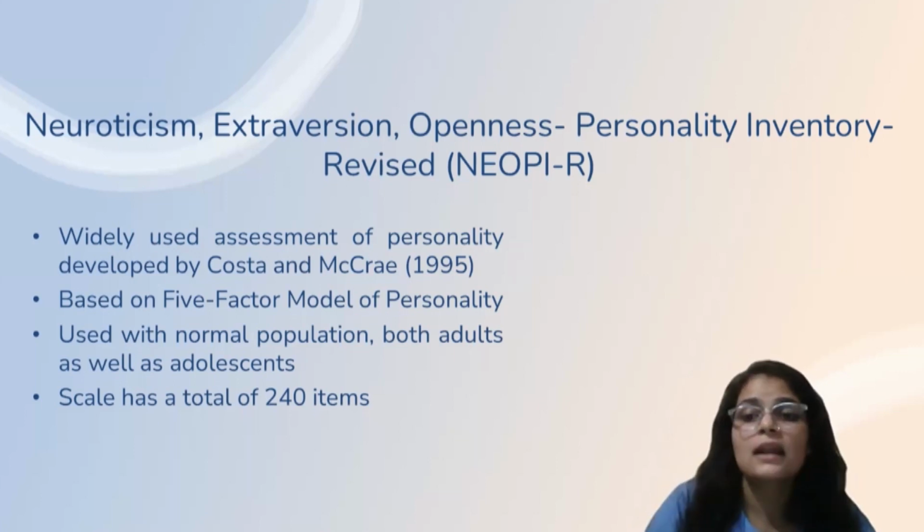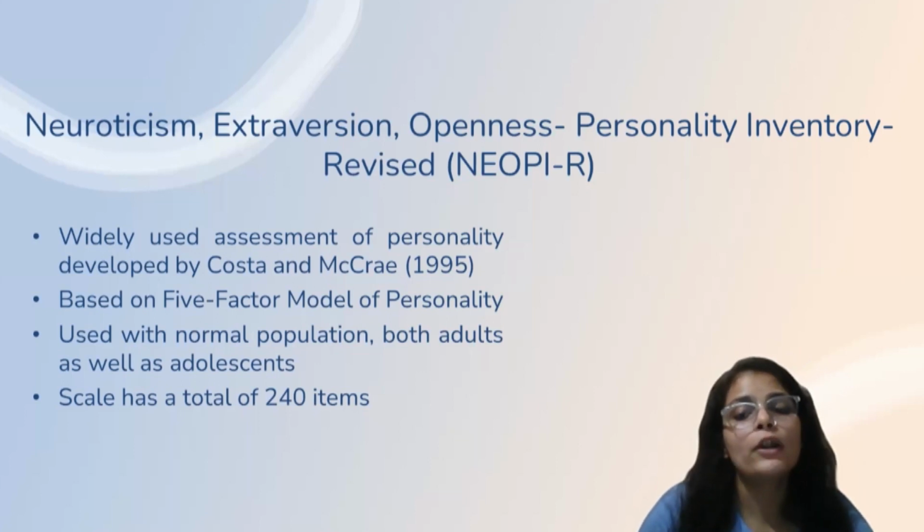As you can understand from the name itself, it is based on the five-factor model of personality. It is used with the normal population, both adults and adolescents. It consists of a total of 240 items.